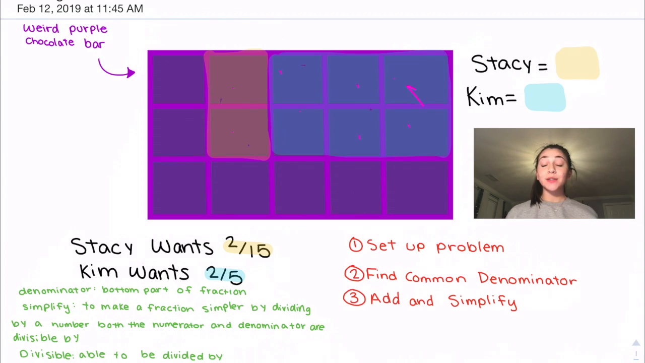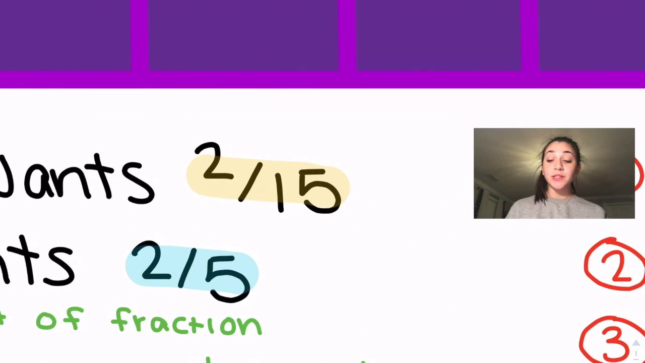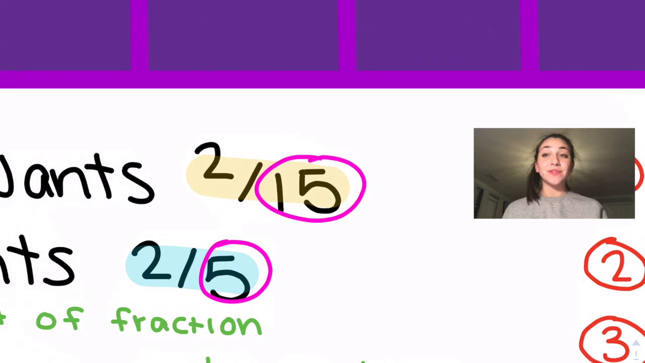So in this case, we're going to be talking about a chocolate bar because when you're talking about fractions, you're talking about food. Just how it is. So Stacy and Kim are eating this weird purple chocolate bar that they found, and Stacy wants 2/15 of this purple chocolate bar and Kim wants 2/5. So we can see right here that if Stacy wants 2/15 and Kim wants 2/5, the denominators are different.